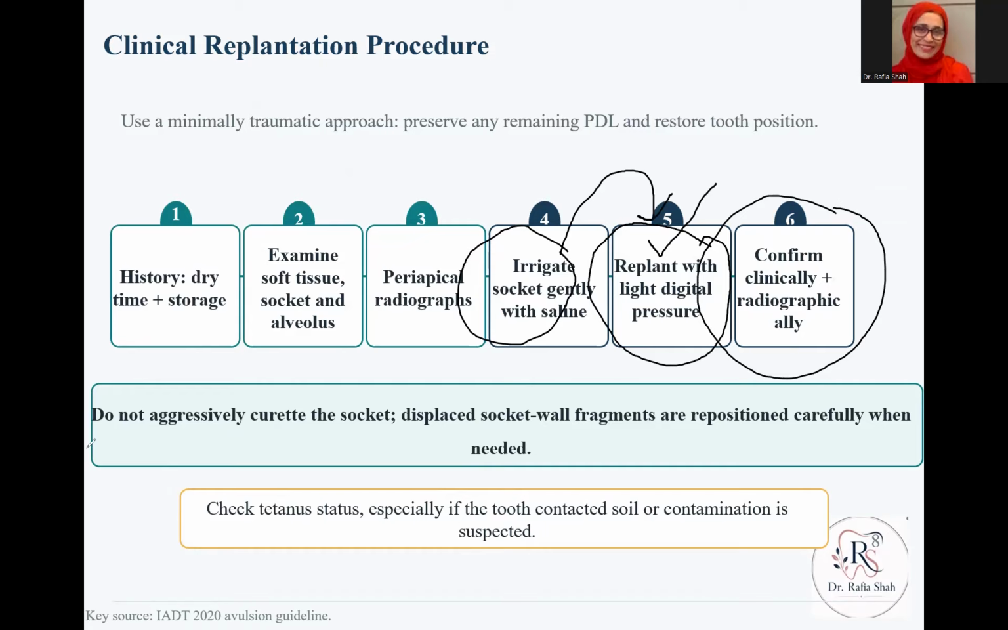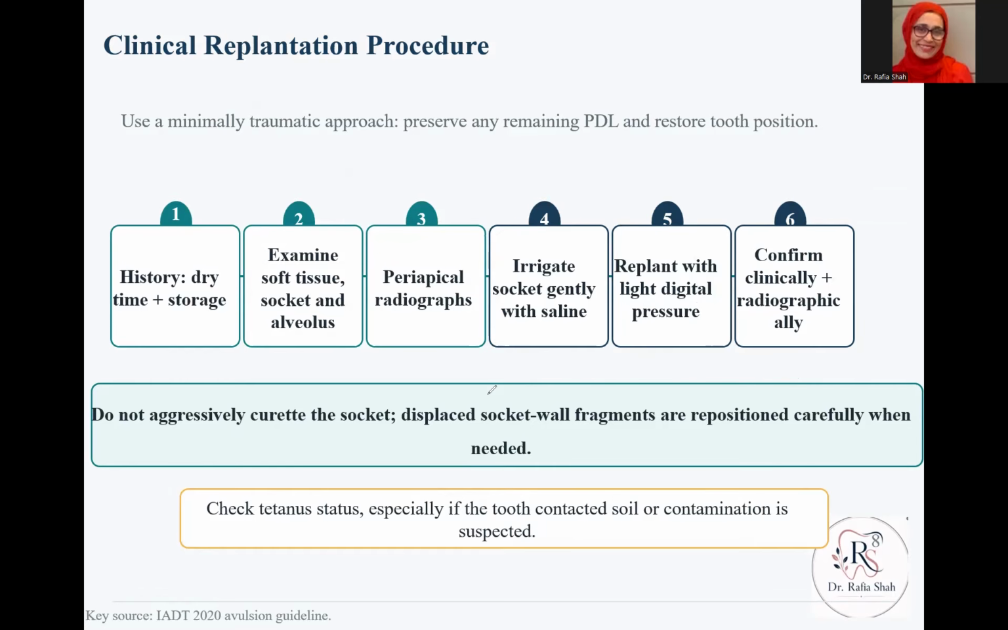But when we were cleaning the socket, when we were irrigating the socket, at this time you do not curette the socket. You do not apply unnecessary pressure to the socket. Okay. Then once again, confirm from the patient whether they got the tetanus injection or not, because for subjects who get traumatic injuries, we quickly ask the patient to get a tetanus injection, because the contaminants from the soil could have contacted the tooth, could have contacted the wound, and would cause trouble to the patient.